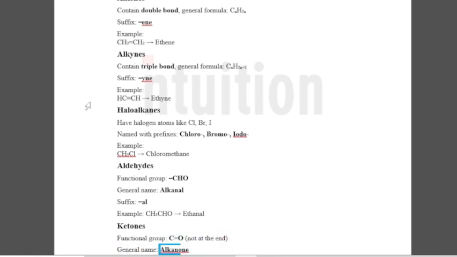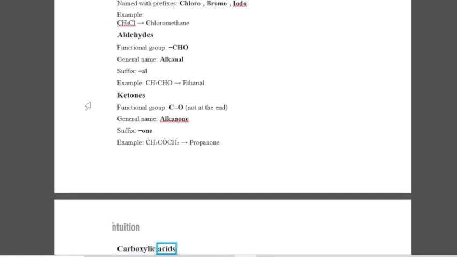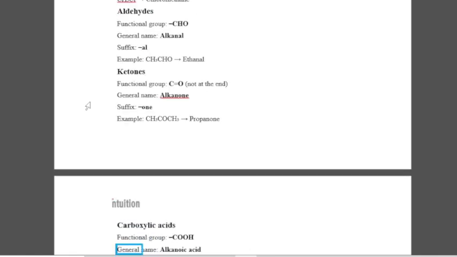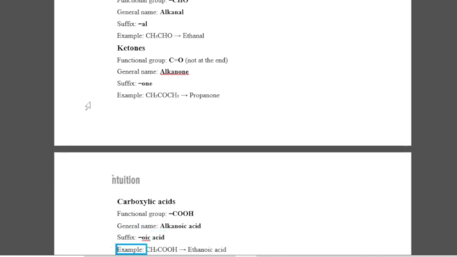Ketones: functional group C=O, not at the end. General name alkanone, suffix -one. Example: CH3COCH3 propanone. Carboxylic acids: functional group COOH. General name alkanoic acid, suffix -oic acid. Example: CH3COOH ethanoic acid.